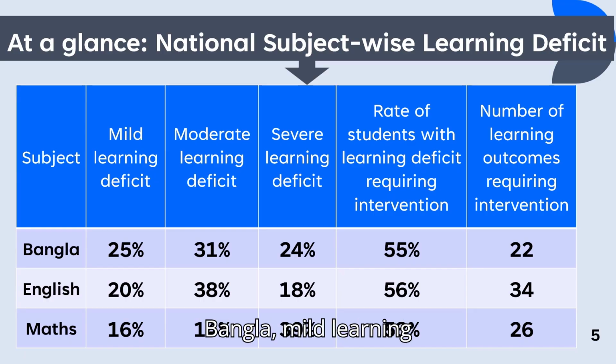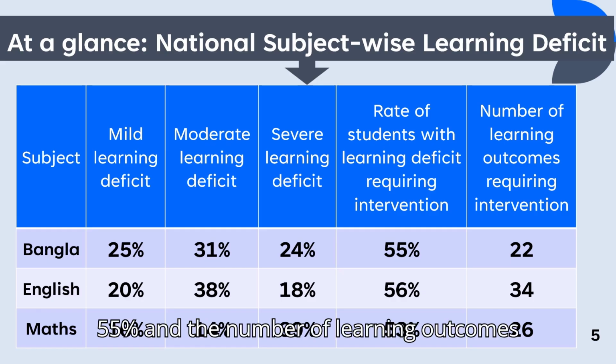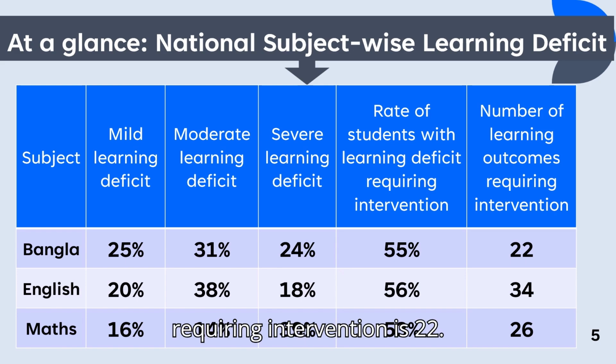In Bangla, mild learning deficit is 25%, moderate learning deficit is 31%, severe learning deficit is 24%. The rate of students with learning deficit requiring intervention is 55%, and the number of learning outcomes requiring intervention is 22.